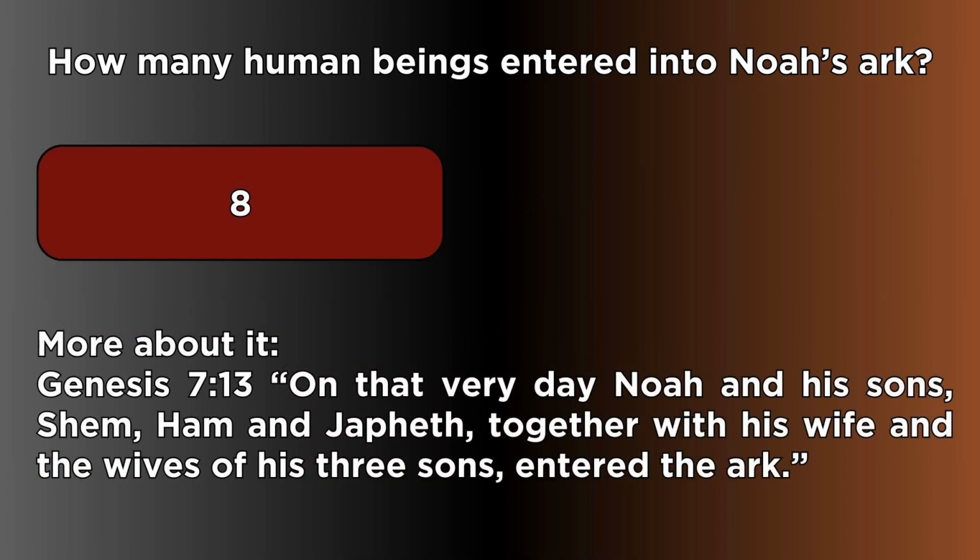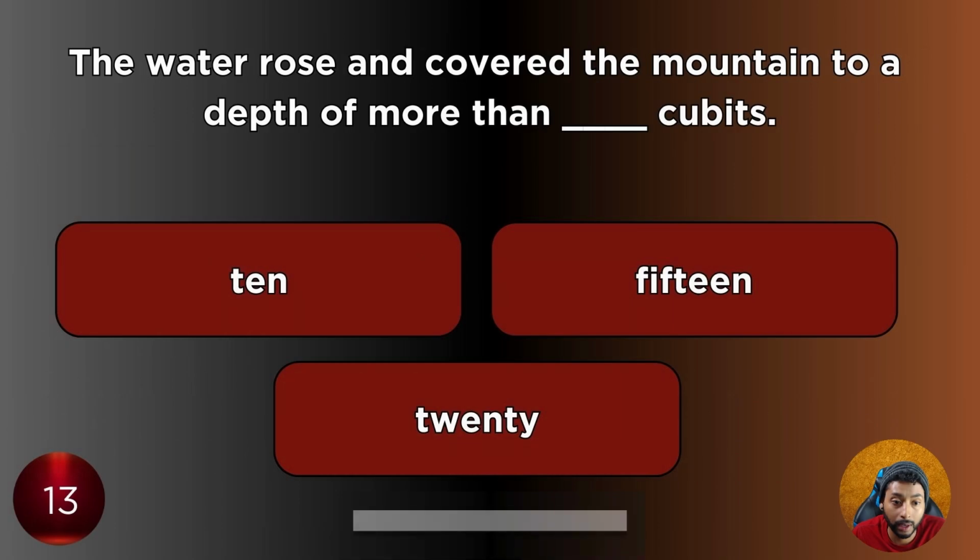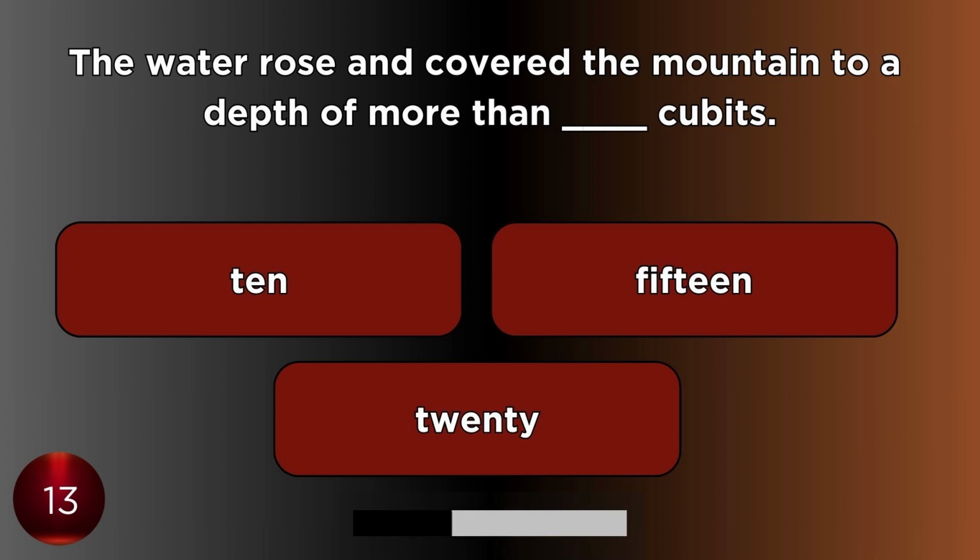8. Genesis 7:13. On that very day Noah and his sons, Shem, Ham, and Japheth, together with his wife and the wives of his 3 sons, entered the ark. 13. The water rose and covered the mountain to a depth of more than blank cubits. 10, 15, or 20?